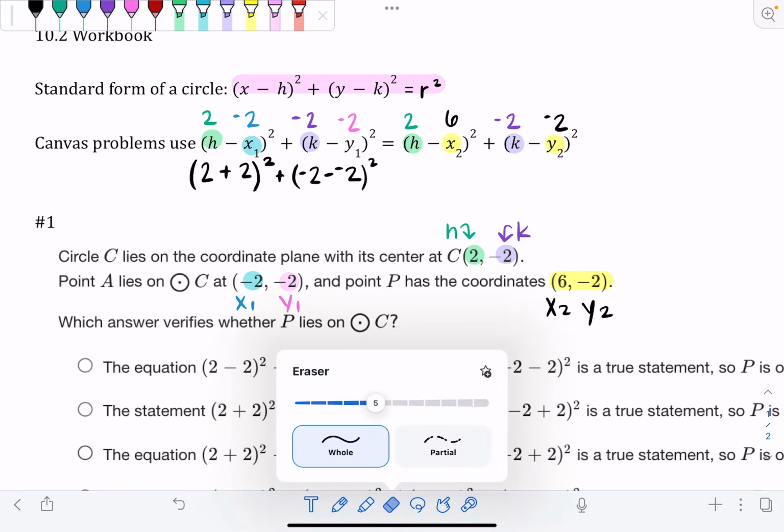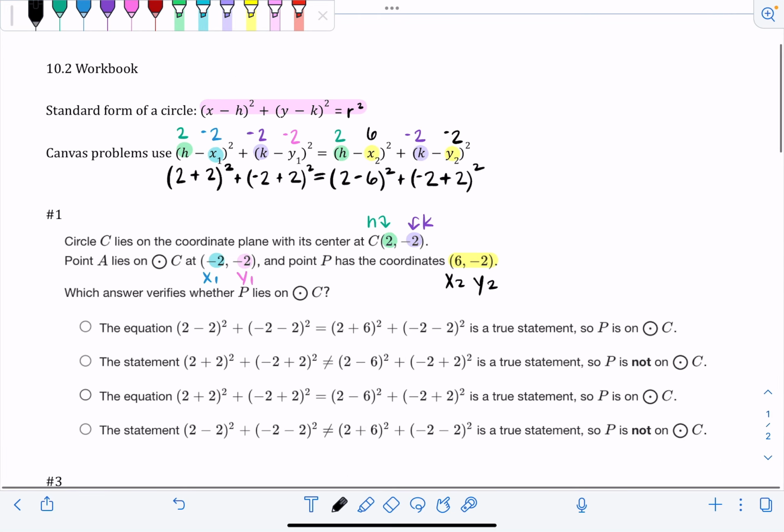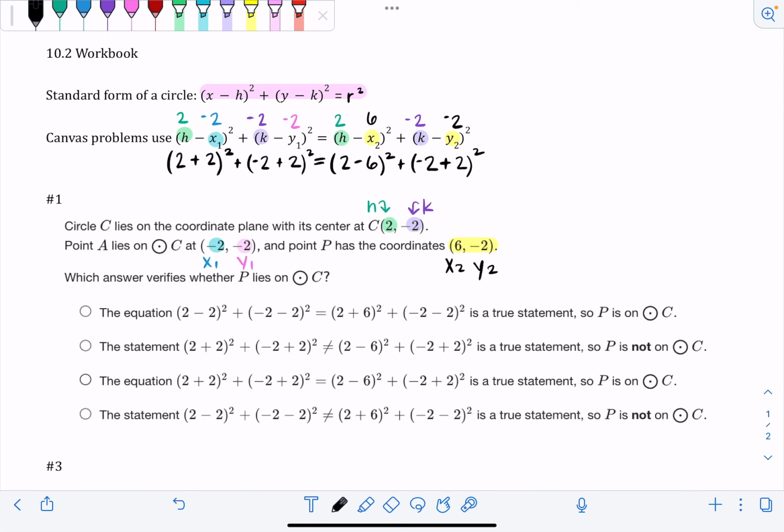So again, a double negative, so we're going to take out that double negative and put a plus there. Equals 2 minus 6 squared, and then plus negative 2 minus negative 2 squared. So change the double negative to a plus, and now we have our initial setup. So this is where we'd look through the responses and see if we have something that's there. The equation starts with 2 plus 2 squared. So that eliminates my first and my last option, assuming my equation is perfectly correct at this point.